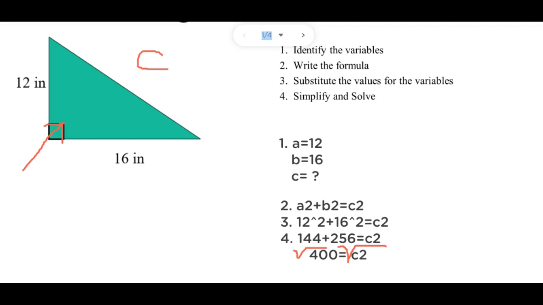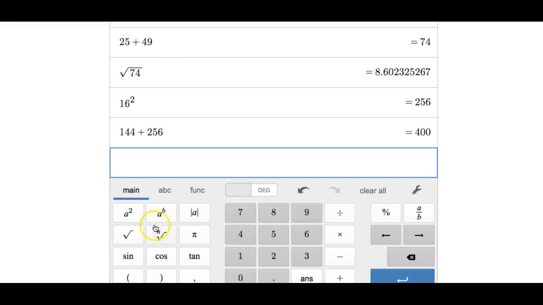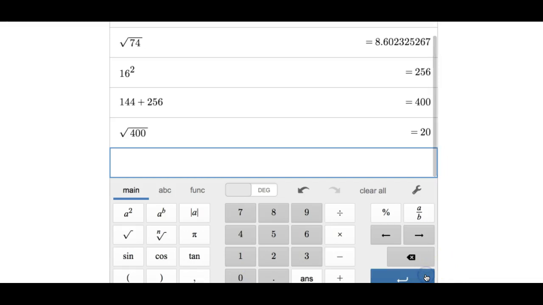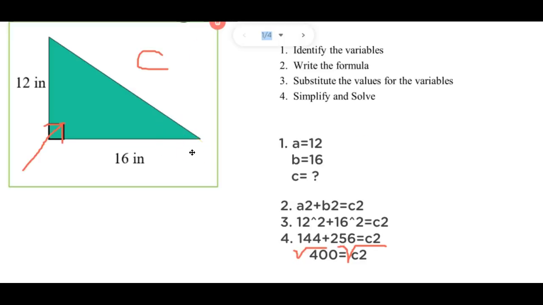So, the square root of 400. If you don't know it, the square root of 400 is 20, but I'll prove it to you. Square root of 400 is 20. Therefore, our C is 20.